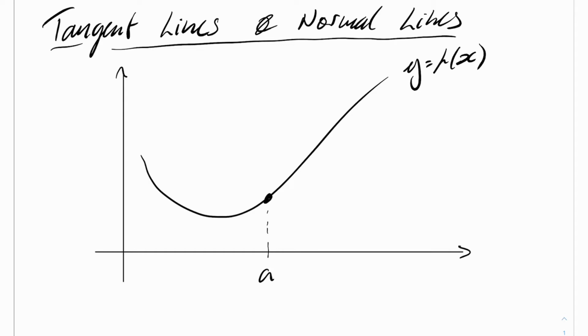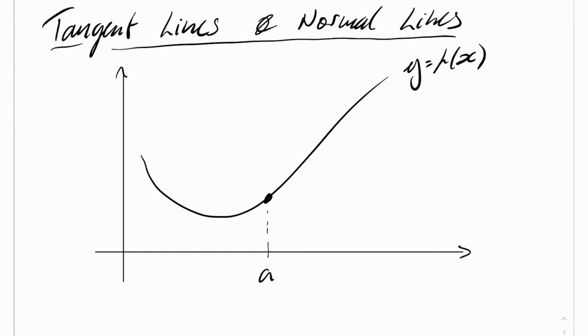Now, the tangent line to that point is the line which has the same slope as the function at that point. So if the slope of the function at x equals a is f prime of x, then the tangent line is a straight line with the same slope. How do we go about finding the equation of this line?